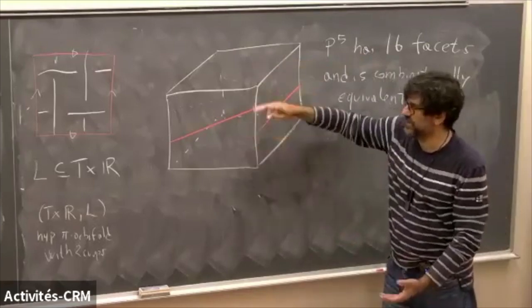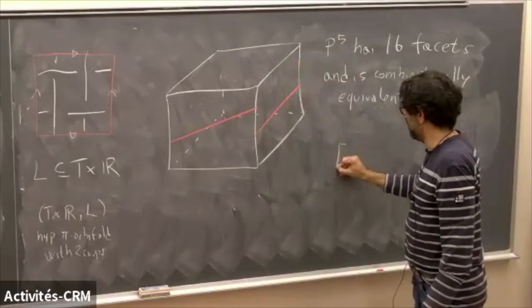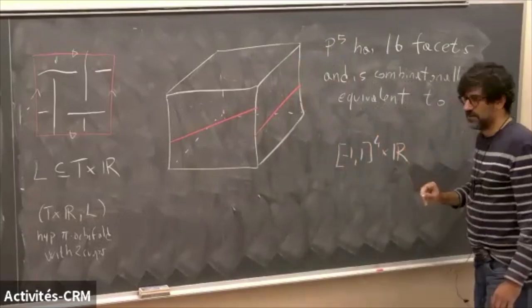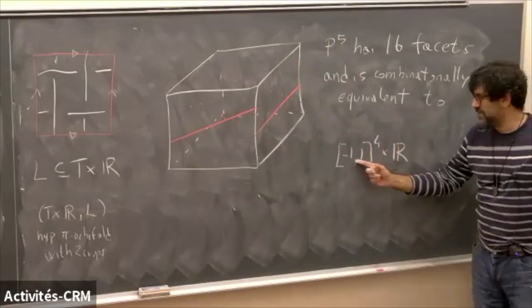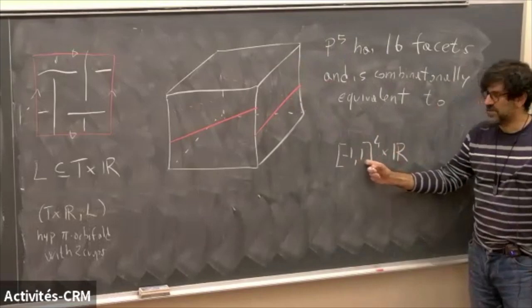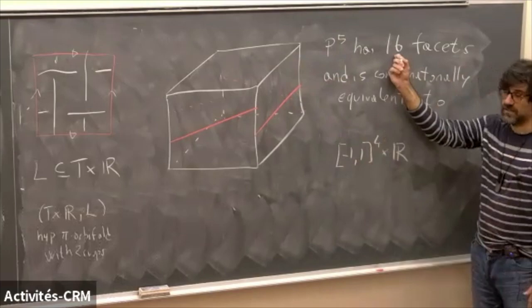So these 2 faces do not exist. It's just a 2 cube times R. And here we get a 4 cube times R. If you look at this infinite polyhedron, it has 8 faces because this is a 4 cube. So if you subdivide every face in 2, you get 16.